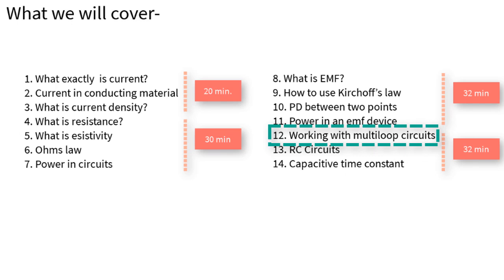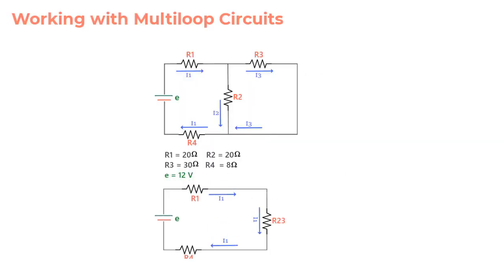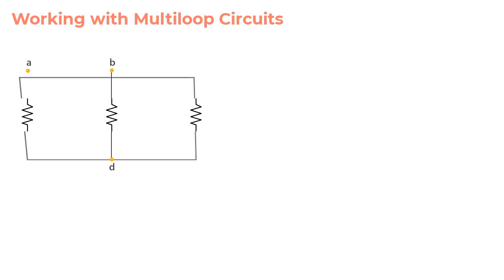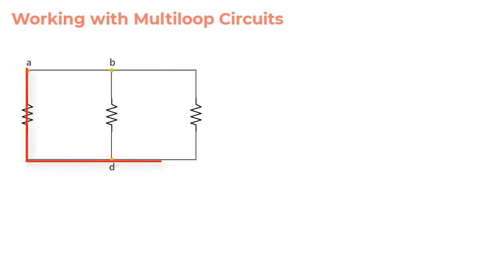In this lesson, we will learn how to work around multi-loop circuits. So what we have here is a circuit that has two loops. In fact, if you see closely, there are three loops. This, and this big one, and we have three resistors and a battery as well. And for convenience, let us assume there is no internal resistance in the batteries.